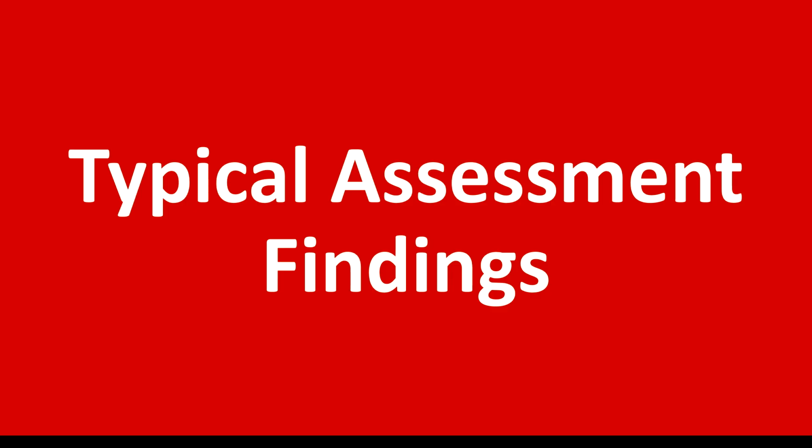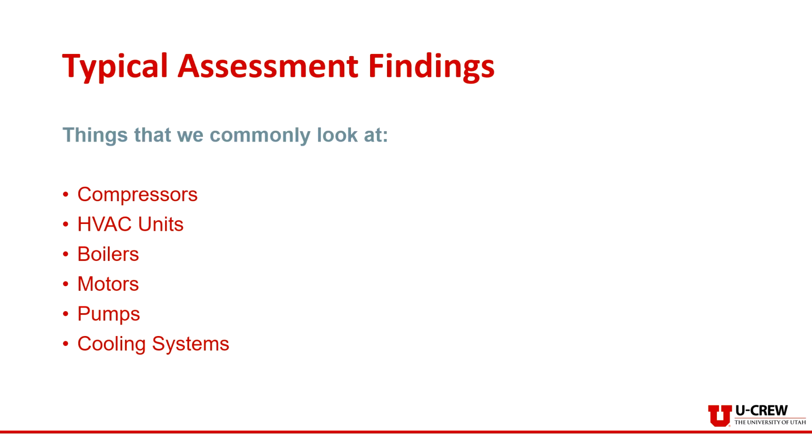Okay, lastly, we're going to cover some of the typical findings for our energy assessments. So what kind of equipment do we usually look at? Well, we almost always see compressors and HVAC units. And for those of you that don't know, HVAC stands for heating, ventilation, and air conditioning. So anything that's related to AC or heating. Also, quite commonly, we'll see boilers, motors, pumps, and cooling systems. Now, these are just some of the common ones. Every assessment is a little bit different, and these aren't the only kinds of systems that we work on.